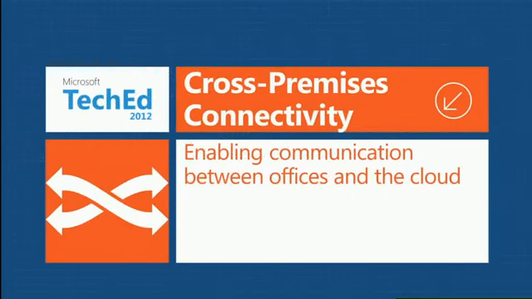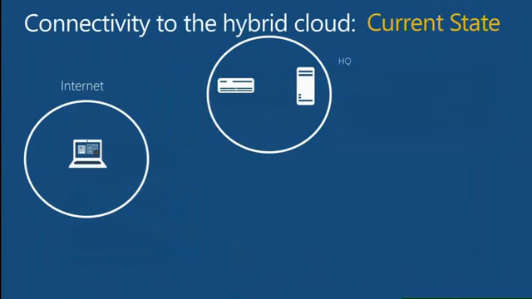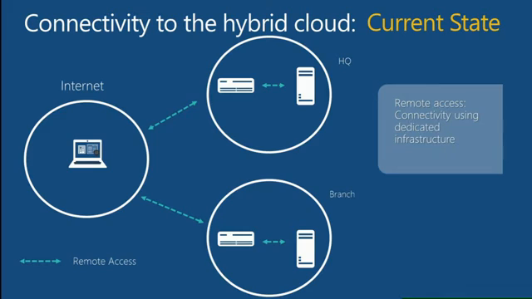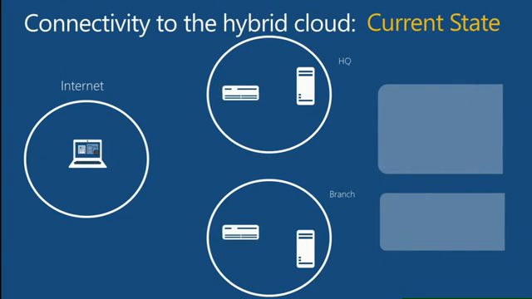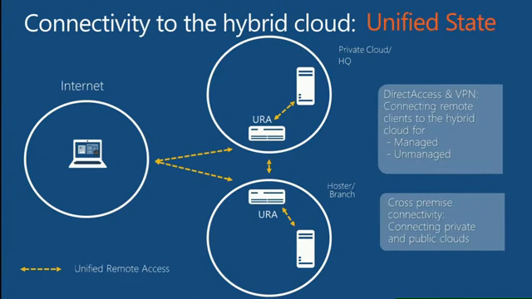OK, let's start off with cross-premise connectivity. So what do we begin with? We started by simplifying remote access and cross-premise connectivity. Before 2012, maybe a year ago, this is what networking looked like for most people. You had a box that enabled remote access, and you had a separate box that enabled cross-premise connectivity. To make things simpler, we moved both of those into the same Windows Server role. So if you go poking around with the bits that you have right now, you'll find that you can enable remote access, and you can do both of these things with a single server.